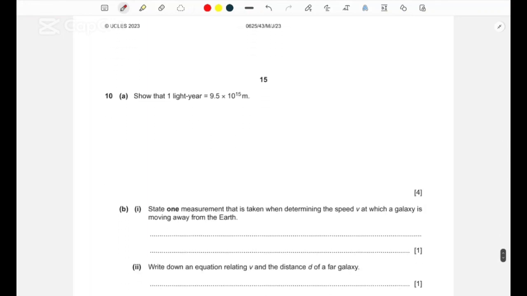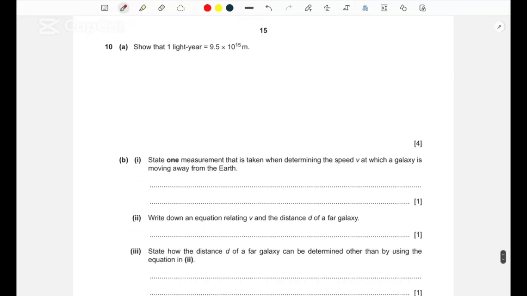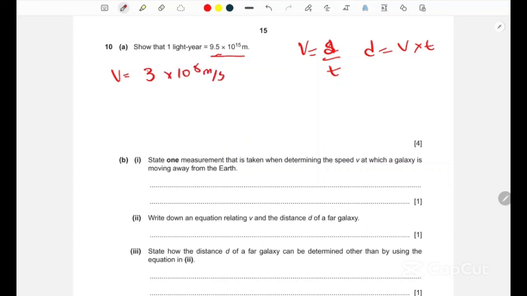Number 10a, I believe this is the last question. Show that 1 light year equals 9.5 times 10 to the power of 15 meters. So we know that a light year is the distance light travels in 1 year. So we have the speed formula, which is speed equals distance over time. We can rearrange this, and distance becomes speed times time. So speed of light, we know it's going to be 3 times 10 to the power of 8 meters per second. But for the time, it's going to be 1 year. But we have to convert this into seconds.